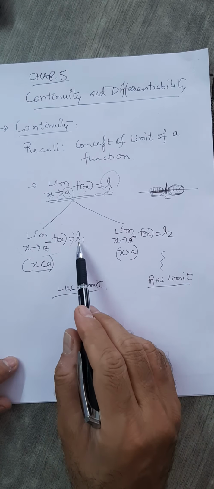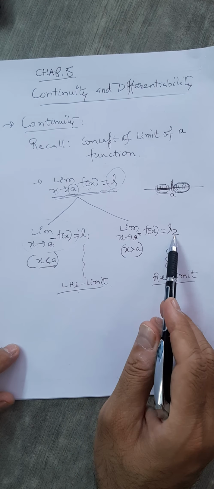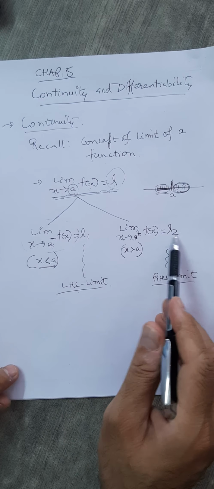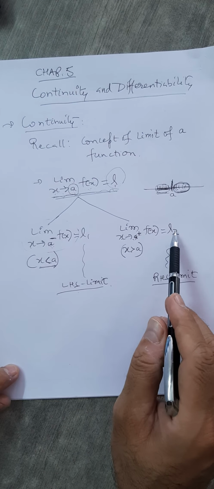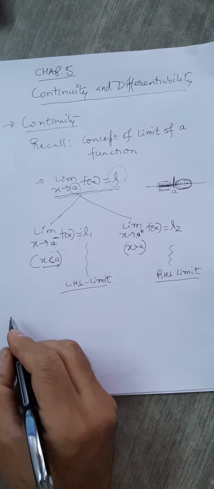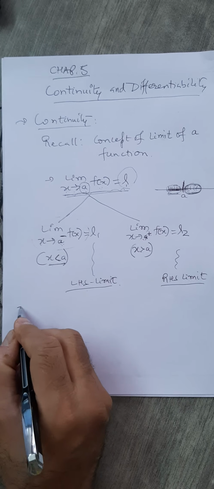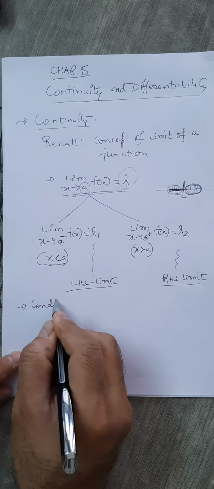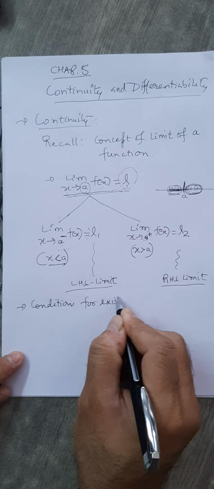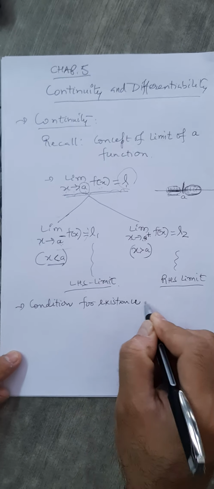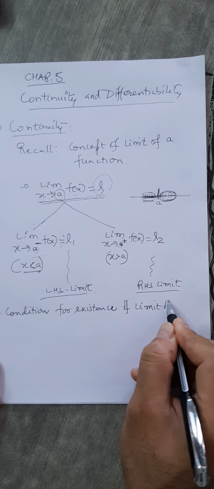Now in general, these two limits need not be equal, remember. L1 and L2 may not be equal always, but if these two limits are equal, suppose this is 2 and this is also 2, then that 2 is called the limit of the function. So here we have the condition, the condition for existence of a limit of a function.